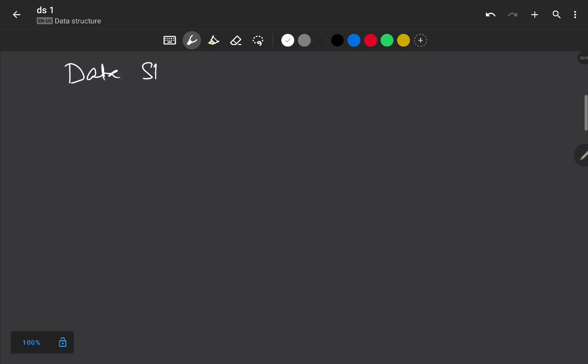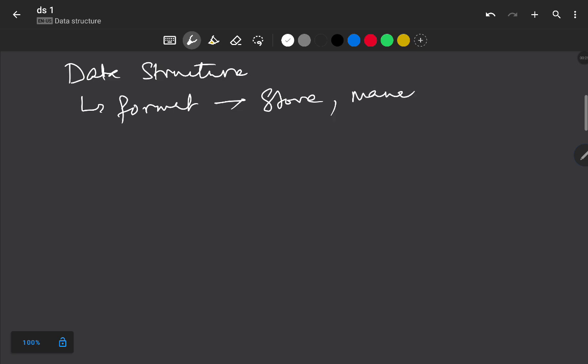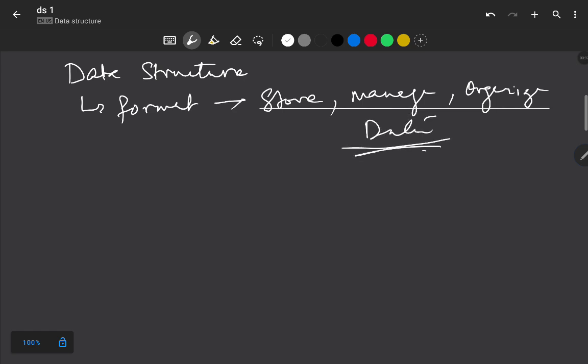So first of all, let us understand what is a data structure. A data structure is basically a format where we can store, manage, and organize our data. If you can do all these things with your data, that structure, that whole being, is called a data structure. So let us understand what are the two major types of data structure.